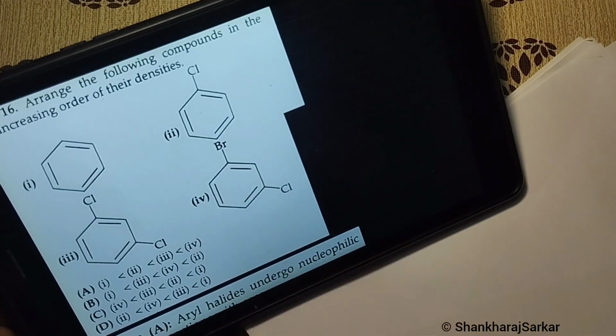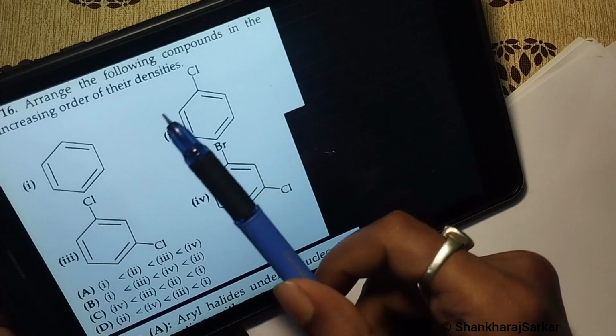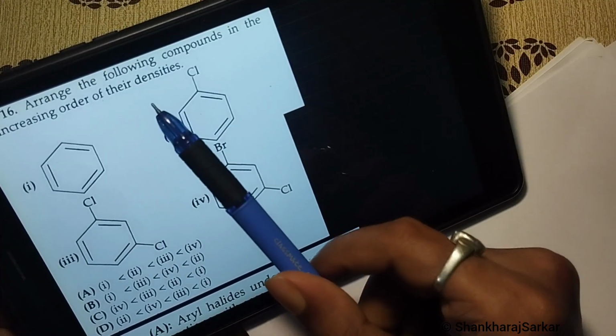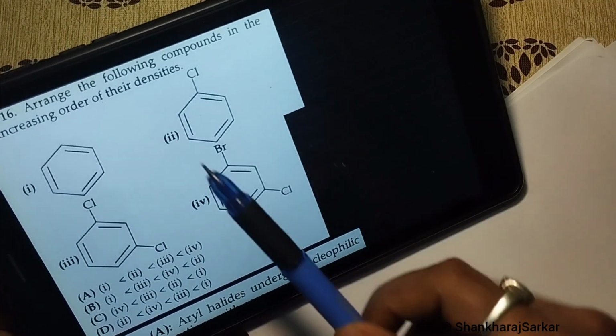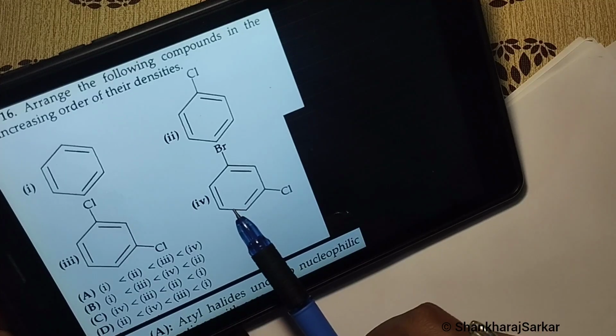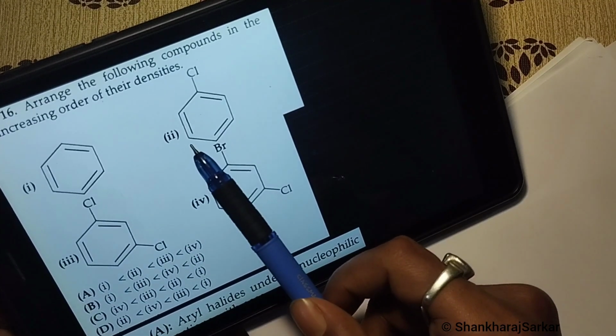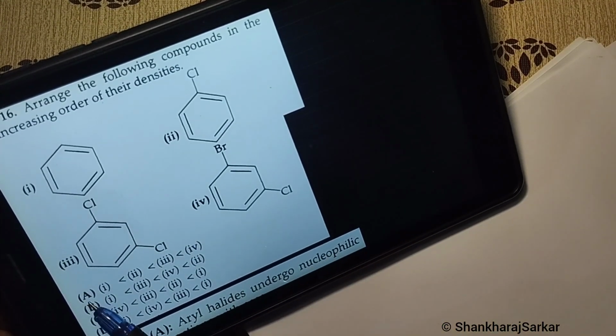Next, arrange the following compounds in the increasing order of their densities. We know density is proportional to molar mass, and molar mass is highest for this number 4 compound, then this third one, then this number 2, then this number 1. So option A is your correct answer.